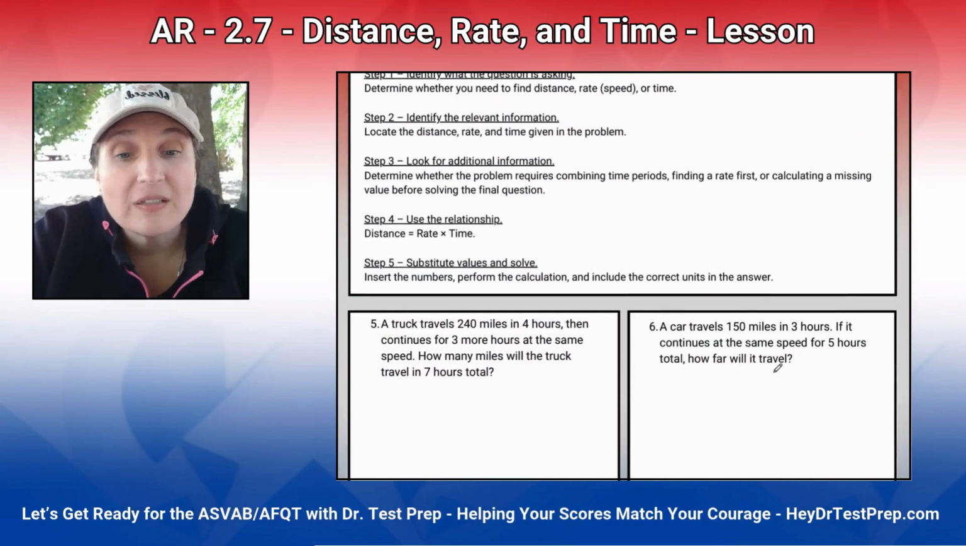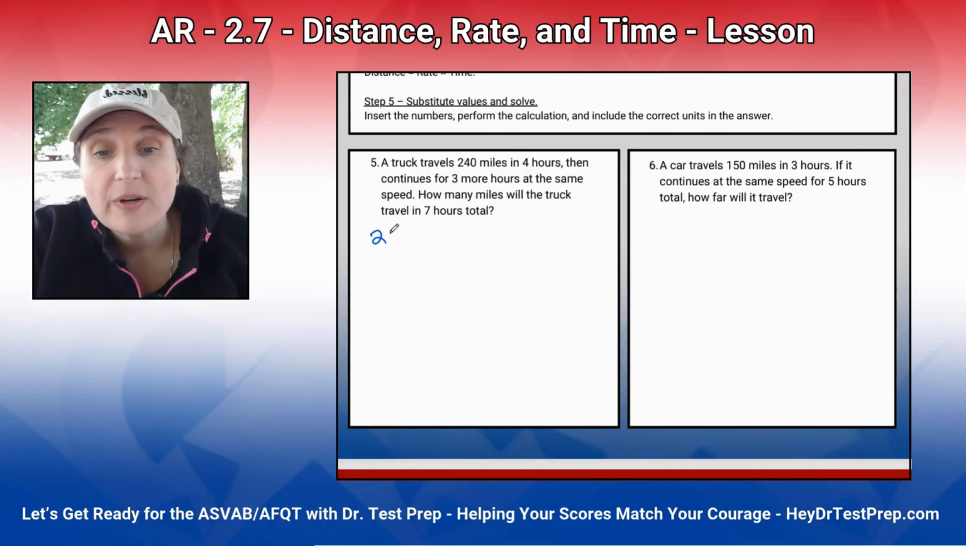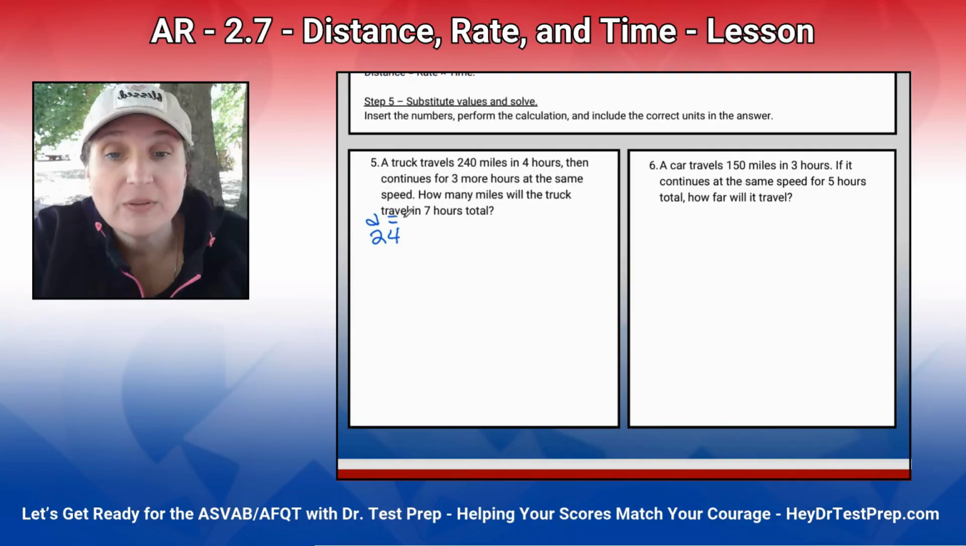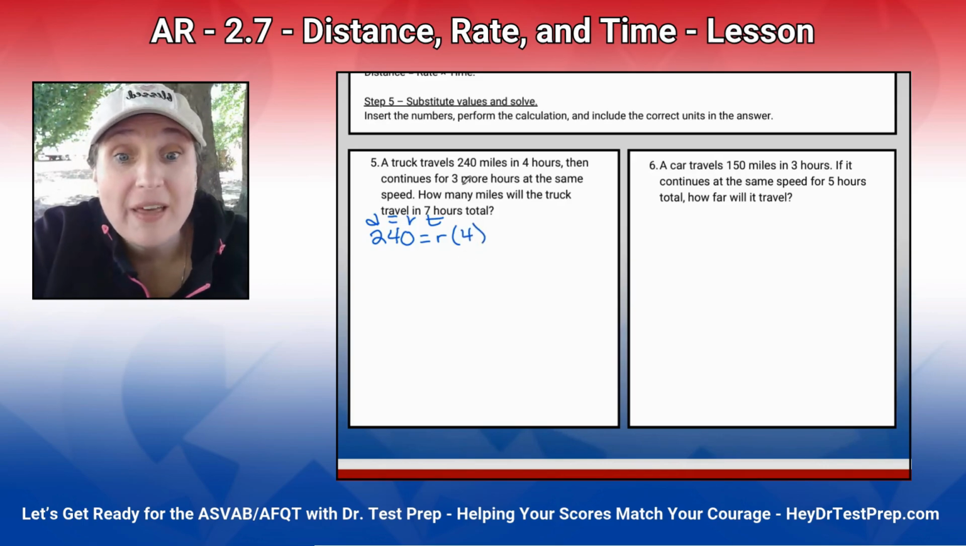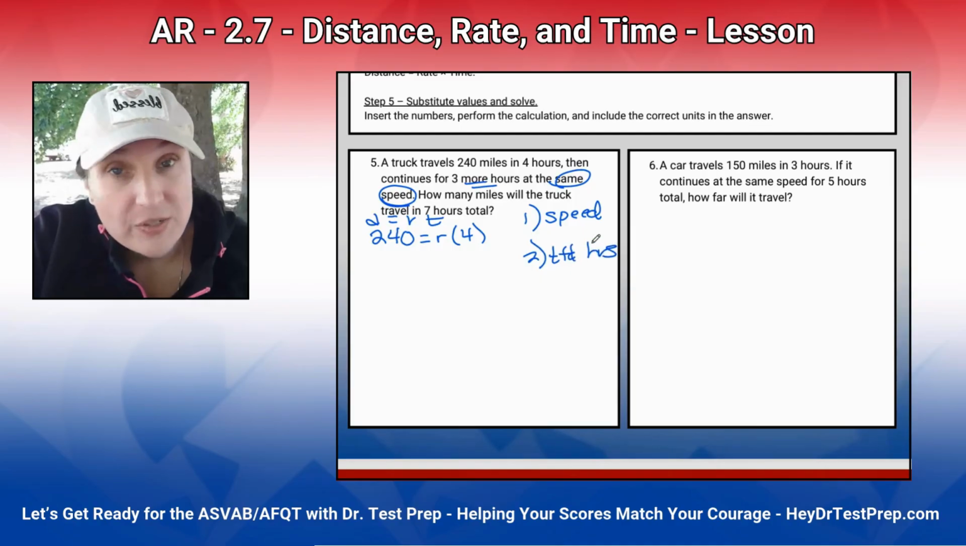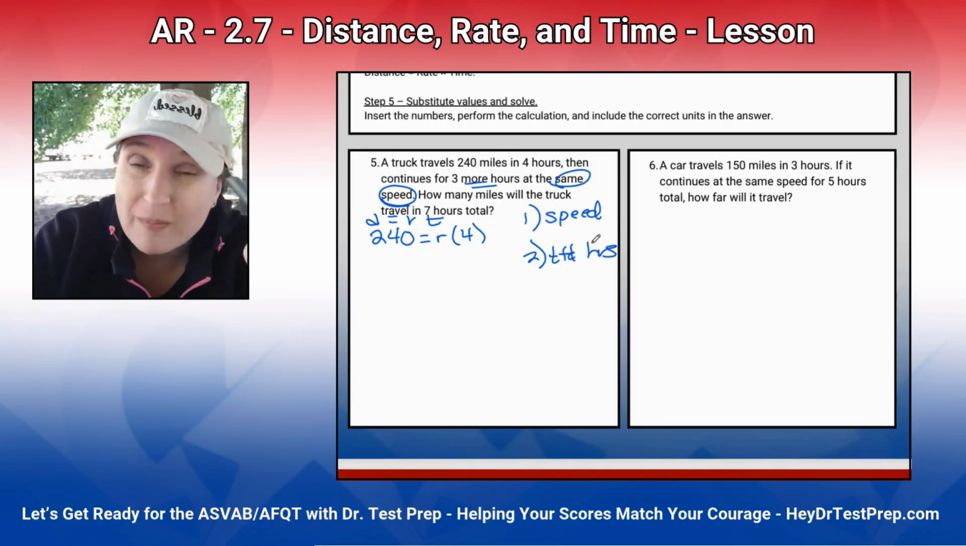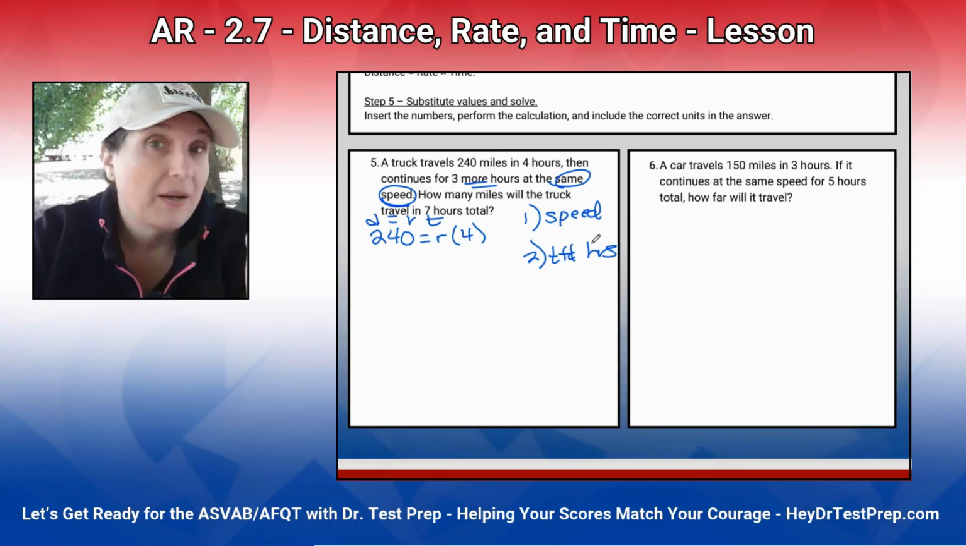So now we're going to look at questions that are a little bit more complicated. So a truck travels 240 miles. So we've got our distance equals rate times time in 4 hours. So we don't know the rate, but we know that he went 4 hours. And then he does 3 more hours at the same speed. So first we have to get what's the original speed. And then we have to multiply by the total hours. Now there's other ways to do it that to me are a little bit more complicated. So I always like to go kind of back almost to that unit rate from the other video. I think it was 2.6 maybe. And then going up from here.